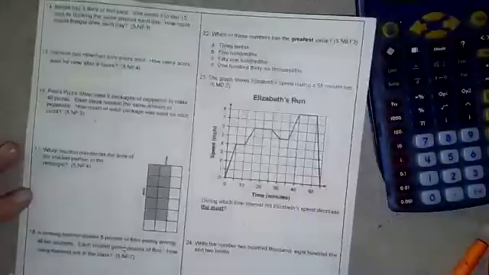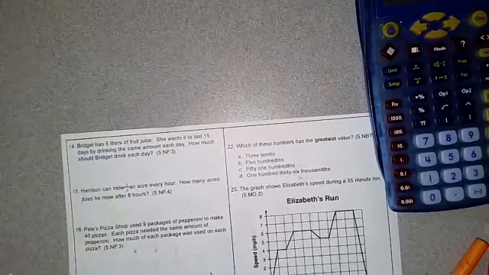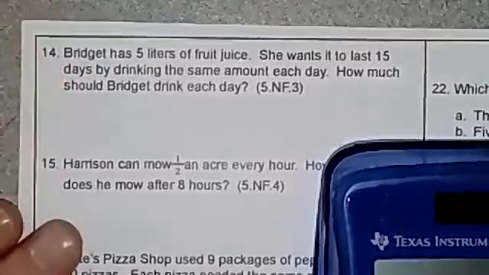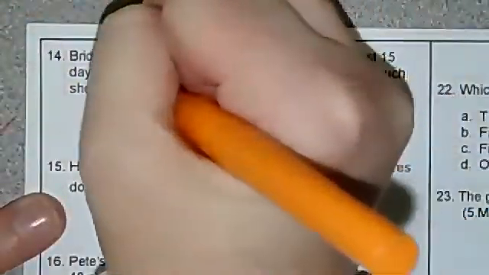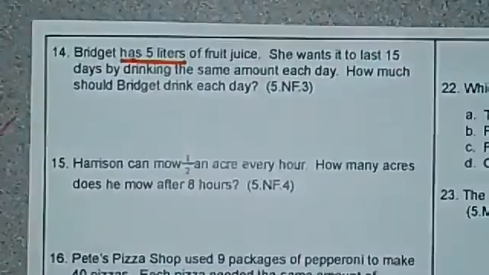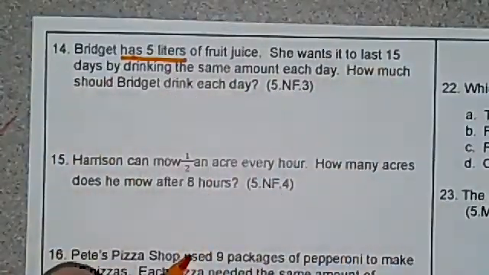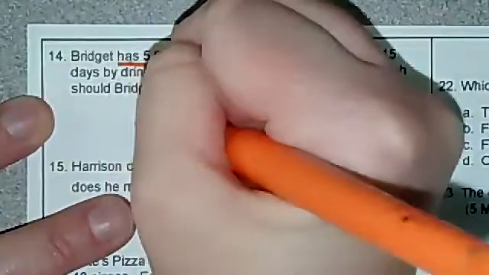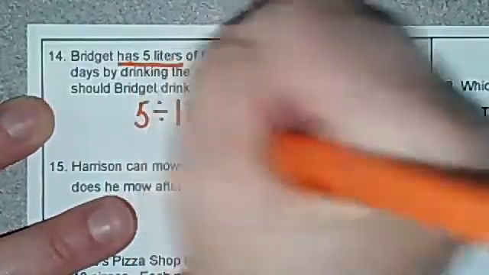Okay. Next one on the back, I got Bridget. Oh, Bridget, it has fruit juice. Bridget has fruit juice. And it says here that she wants it to last for 15 days. So what does she have? She has 5 liters. She wants it to last for 15 days by drinking the same amount each day. So what are you splitting up, Hadassah? The fruit juice or the days? The fruit juice. Okay, so put 5 divided by 15.